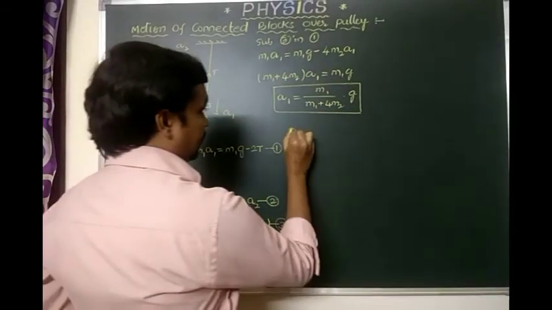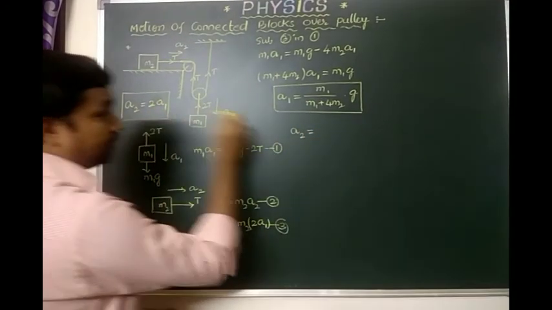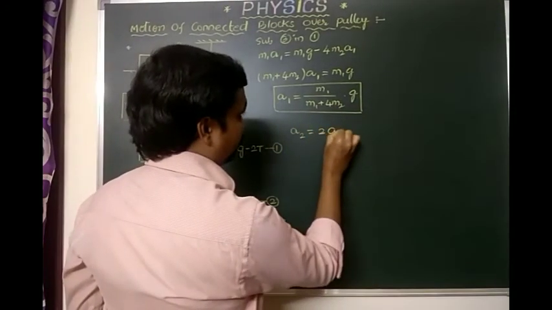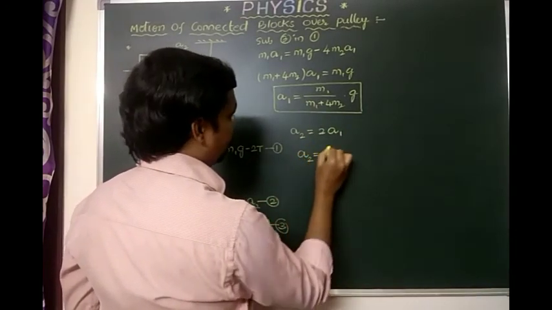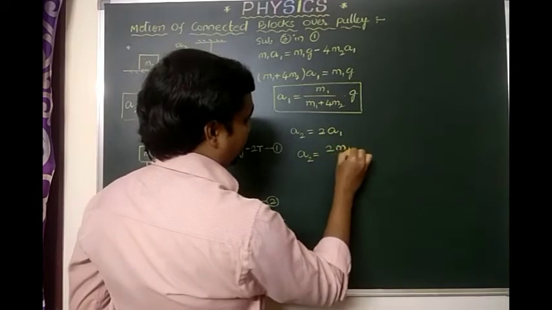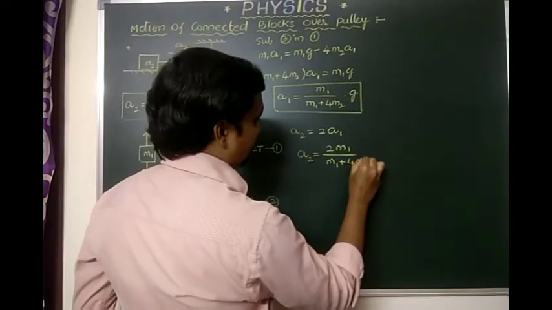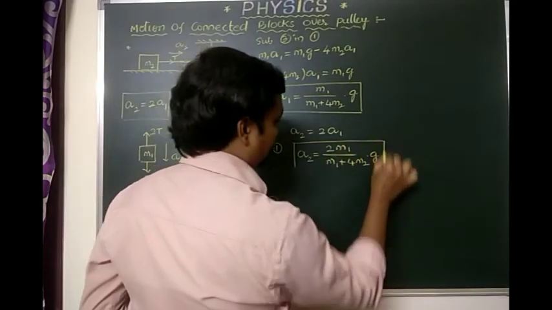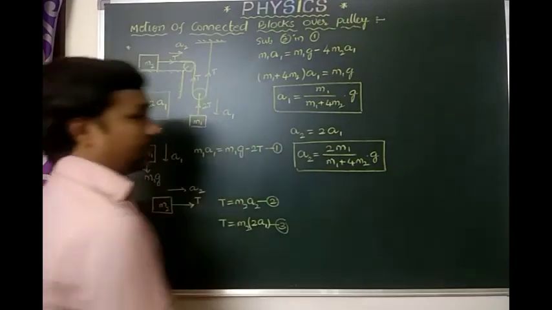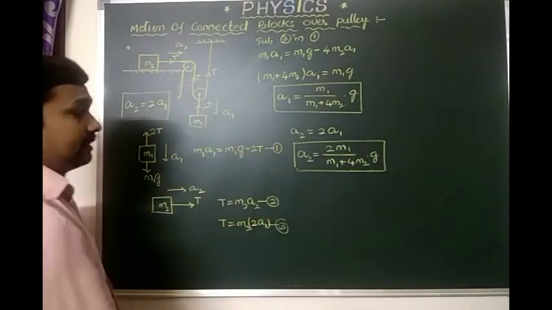So that you can calculate acceleration A2. A2 equals 2 times A1. A1 is nothing but this, so we get A2 equals 2 M1 divided by M1 plus 4 M2 into G. This is the acceleration of the second body. First body acceleration, second body acceleration, we got.